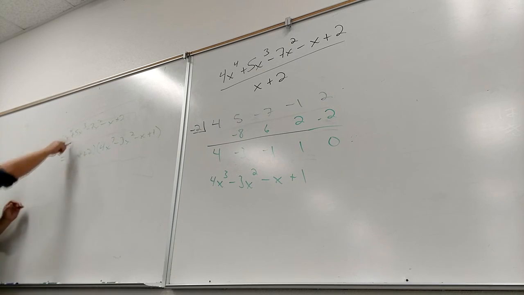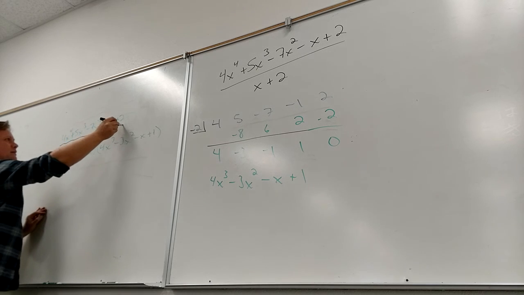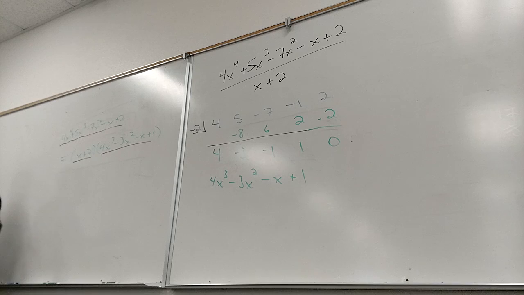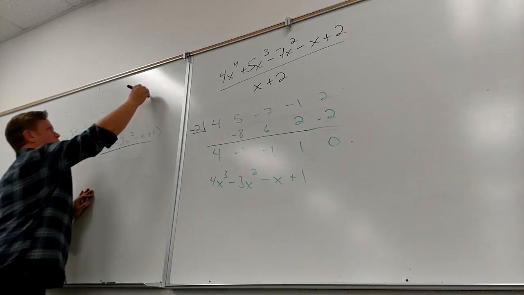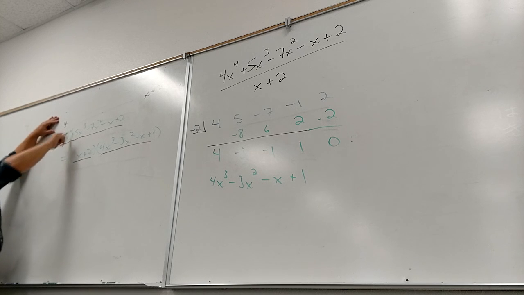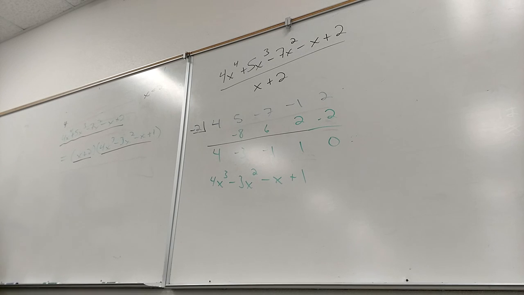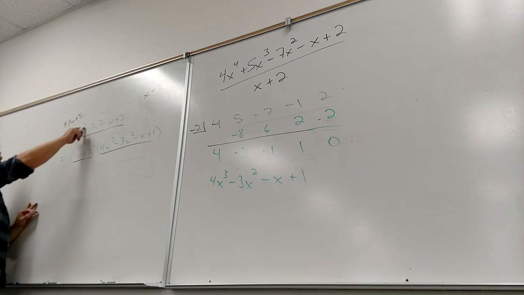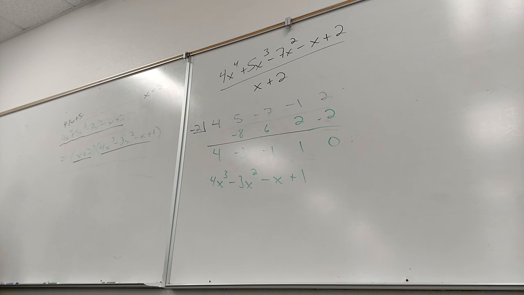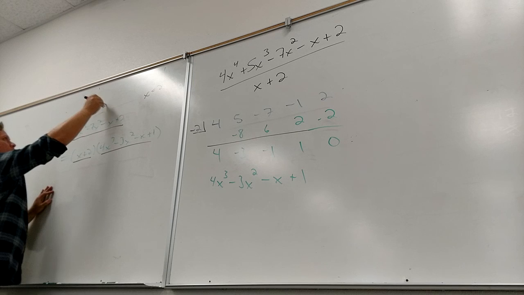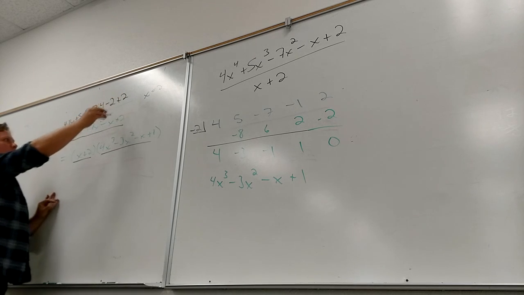So what does this statement mean? Whatever this number is, it equals this number times that number. Well, let's check it. What if x is 2? What number is this? Well, this would be 4 times 2 to the fourth: 2 times 2 times 2 times 2, that's 16. Plus 5 times 2 cubed, 2 times 2 times 2, 8. Minus 7 times 2 squared. Minus 2 plus 2. That's what this number is.